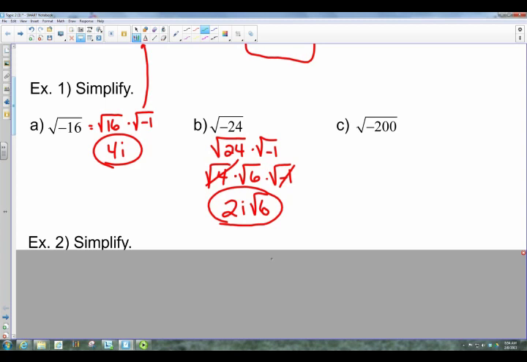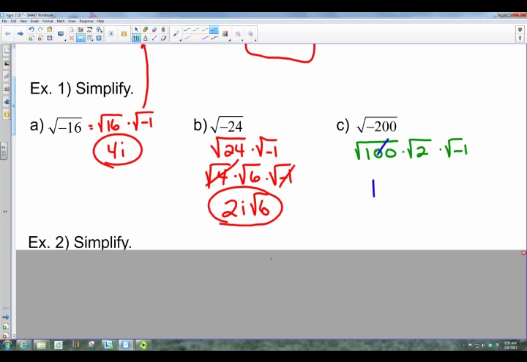Okay, for C, if you break this apart, the square root of 200. Well, I know that 100 goes into 200, and that is a perfect square, so that's a great place to start. That would leave me with a 2, because 2 times 100 is 200, but I also have that negative in there, so I've got the -1.